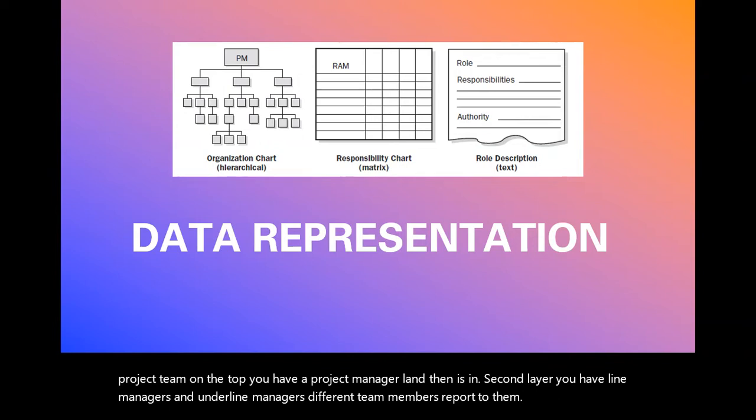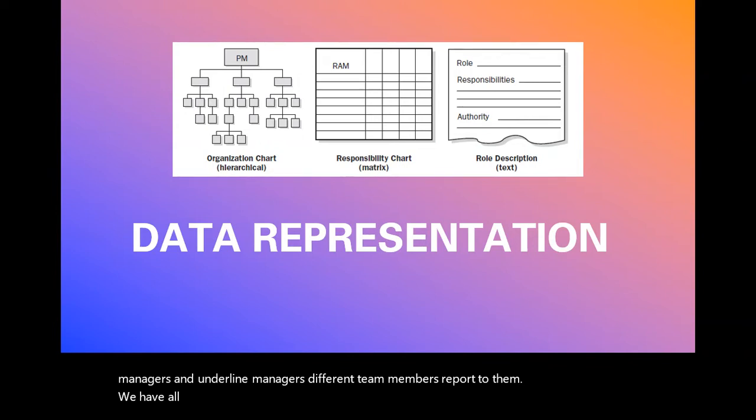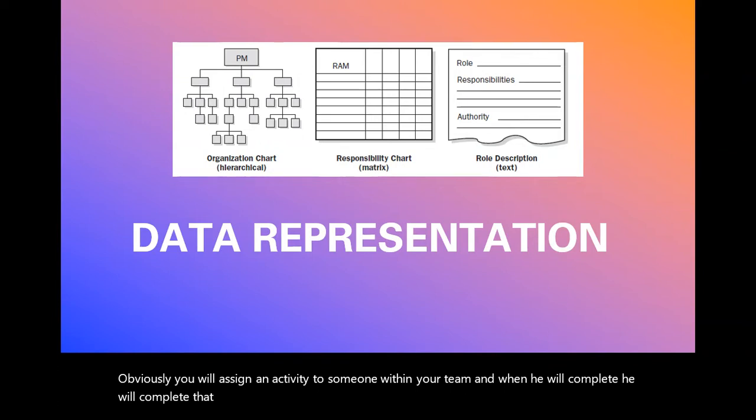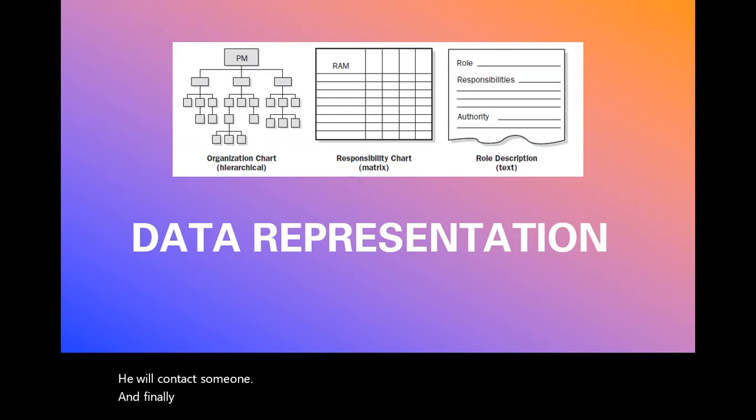We have a responsibility chart as well, that is called the responsibility assignment matrix. Obviously you will assign an activity to someone within your team, and when he completes that task, obviously he will report to someone. In case he needs any help, he will contact someone. And finally we have role description. Role description is like your job description, which normally we get when we are appointed somewhere.